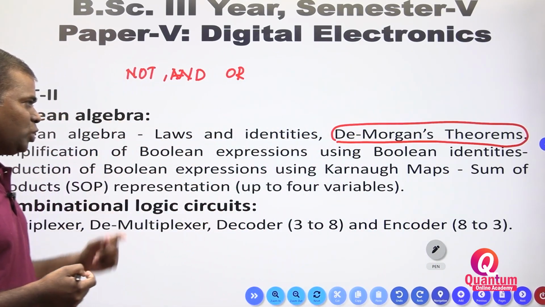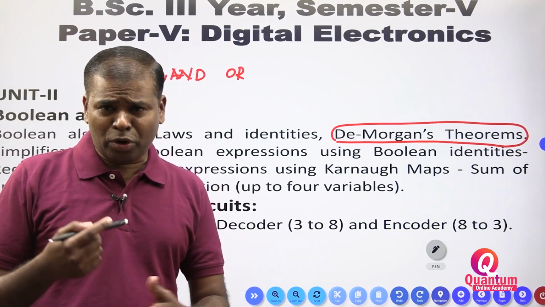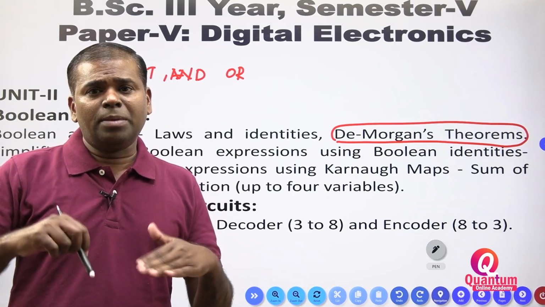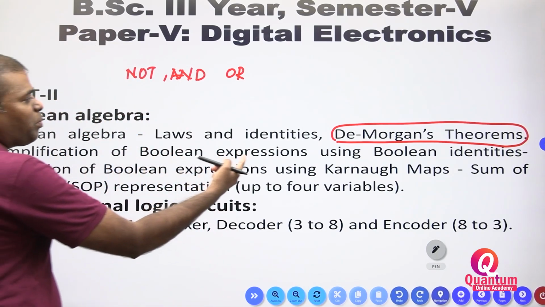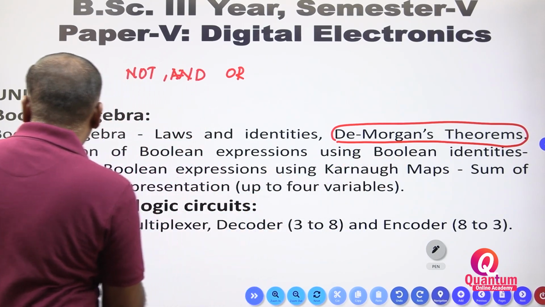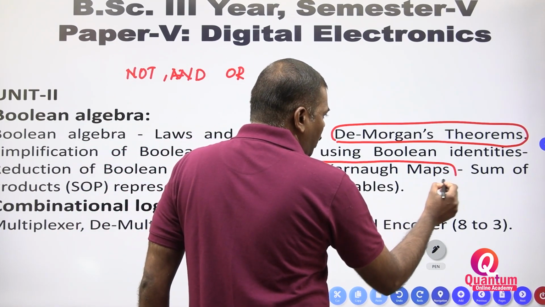De Morgan's theorem, 2 theorems are there. The complement of a product is equal to the sum of the complements. The complement of a sum is equal to the product of the complements. That is De Morgan's theorem. Then simplification of Boolean expressions by using the Boolean identities, and reduction of Boolean expressions by using the K-map, that is the Karnaugh map.